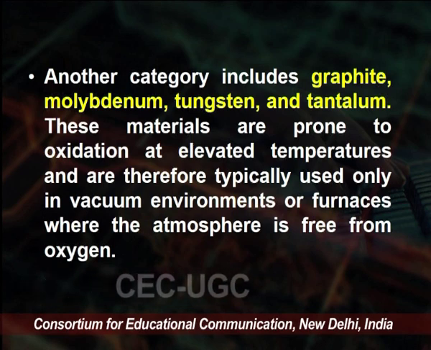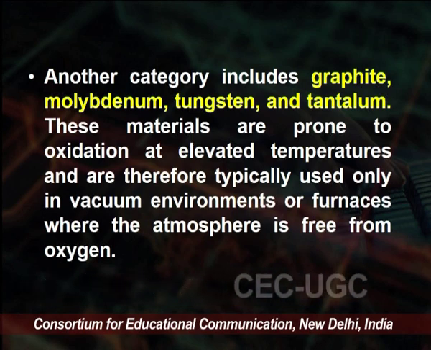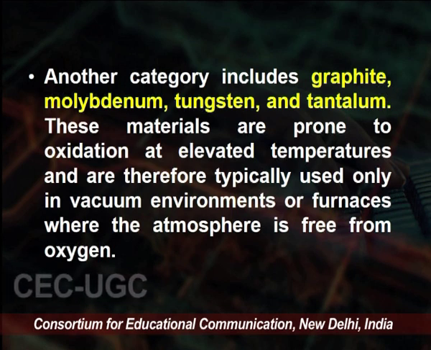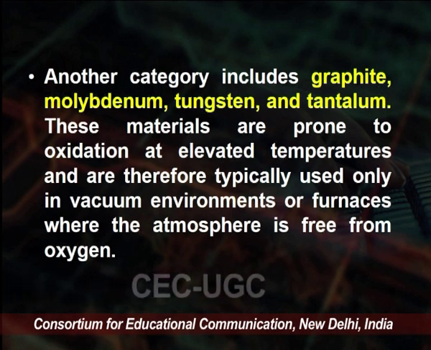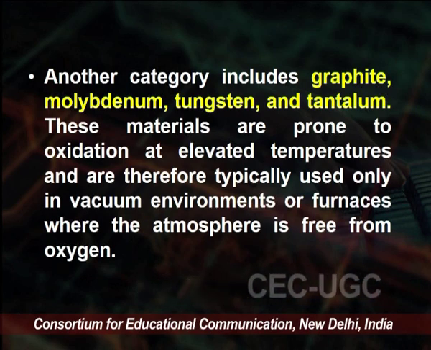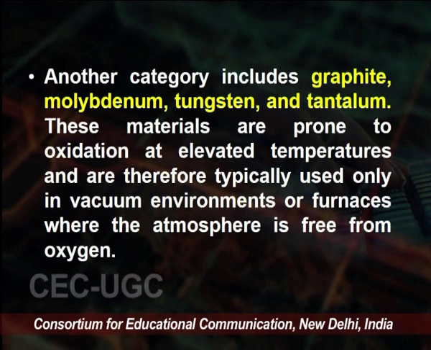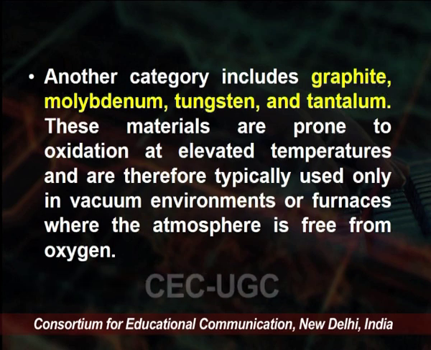So, graphite, molybdenum, tungsten, these materials are prone to oxidation at elevated temperatures and they are typically used for the vacuum environment. As you see in the vacuum chambers, you will see these materials only, and the furnaces we use in the laboratory all use these types of elements, where the atmosphere is free from oxygen, we are having the vacuum in it.